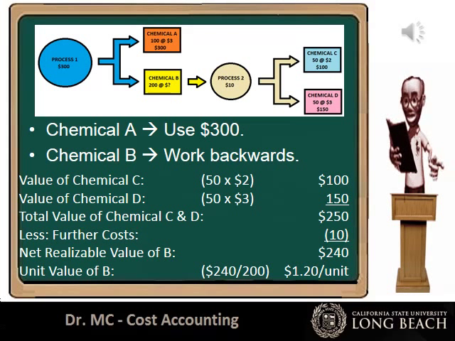With respect to chemical B, the final sales value is the value of the products that chemical B turns into, which are chemical C and chemical D. These chemicals are worth $250. In order to get chemical C and D, the firm has to spend another $10 in process 2. This has to be subtracted from the final sales value in order to get the net realizable value, which is $240.